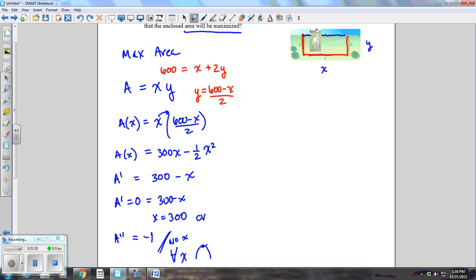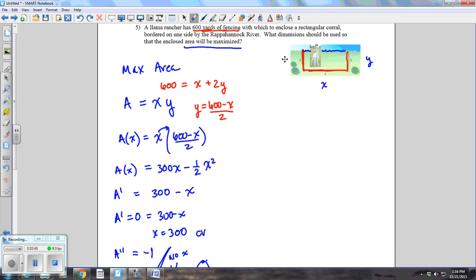And so, right away, I don't care what the critical value is, it is a maximum, because the entire function, that quadratic, that area function, is an upside down parabola. So yeah, clearly the one critical value is going to yield a maximum. So we can go right to our solution now, or our analysis of the question, and answering what dimensions should be used so that the enclosed area is maximized.